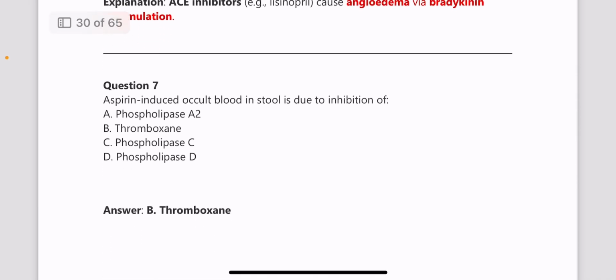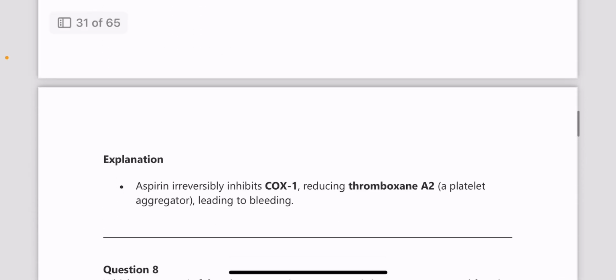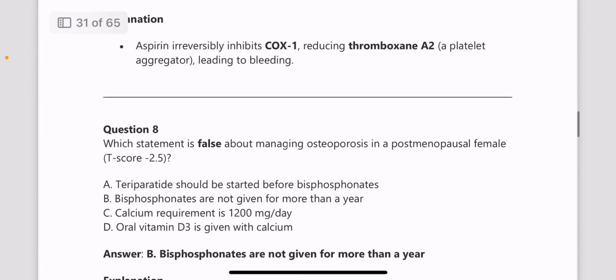Next question, aspirin induced occult blood in stool is due to the inhibition of. Answer, thromboxane, because aspirin irreversibly inhibits the COX-1, reducing the thromboxane A2, which is a platelet aggregator, leading to bleeding.